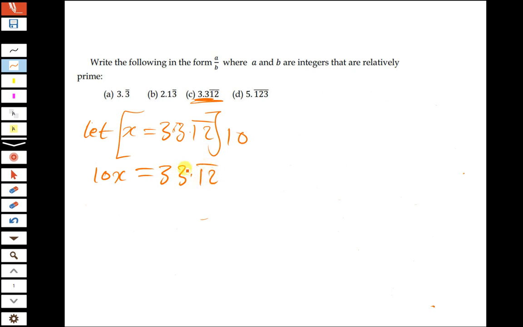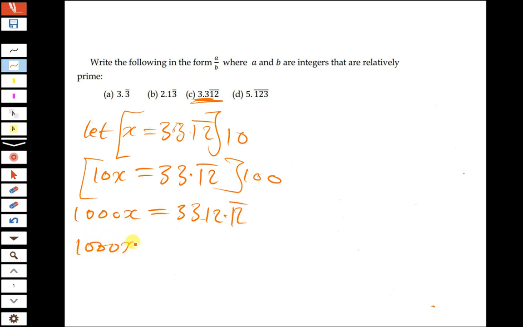So from there we can now move this point to cover the repeating number. So move how many steps? 1 2. So this is just the same as multiplying by 100. So 100 times 10x we get 1000x, and then this will be equal to 100 times that we get 3312.12 bar. So we can subtract 1000x minus 10x is equal to, then you subtract this 3312 minus 33.